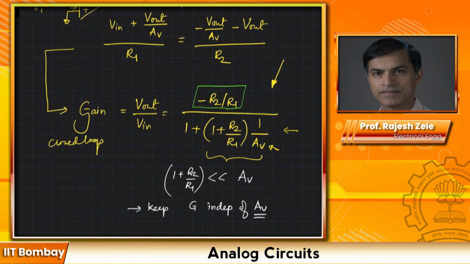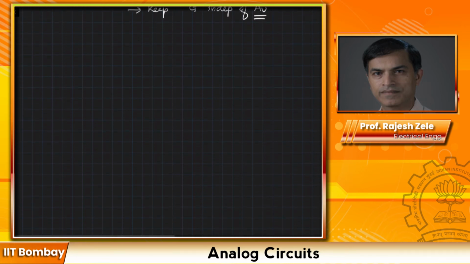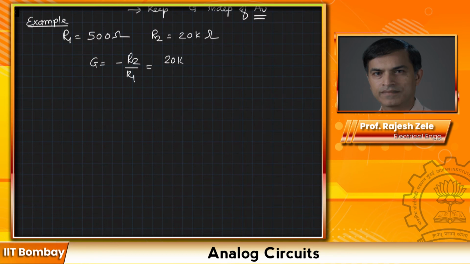All right, let's take one example so that we can convince ourselves with this. So let's take an example with resistor R1 equal to 500 ohms, and resistor R2 equal to 20k ohms. So desired gain would be G equal to minus R2 divided by R1, which is 20k divided by 0.5k, and that is equal to minus 40. Again, minus being inverting amplifier. So we will figure out the value of the closed loop gain, G.